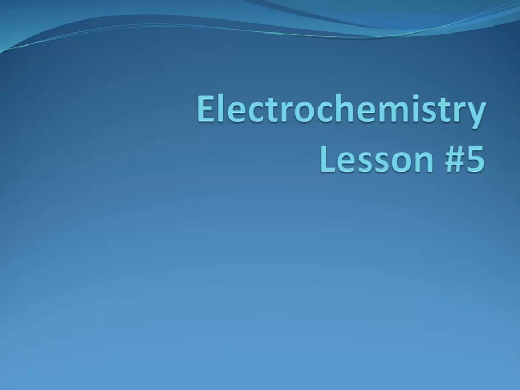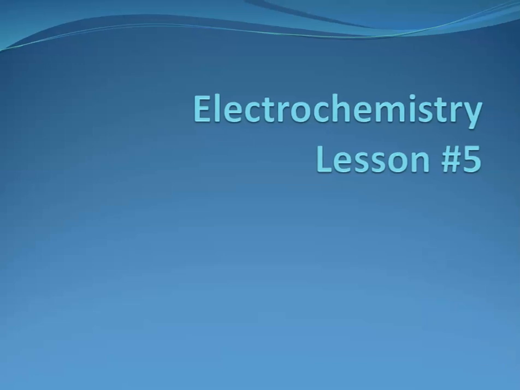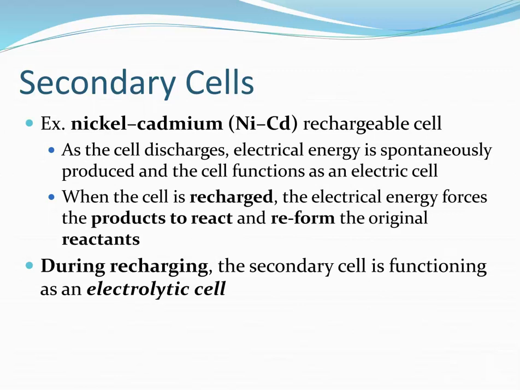Today's lesson discusses some specific types of cells and an exception to the spontaneity rule. A secondary cell is essentially a rechargeable battery. The cell does have a spontaneous reaction that produces electrical energy. When the cell runs low on the required reactants, it can be recharged by applying electricity and reversing the reaction to replenish the supply of the reactants needed to produce electricity.